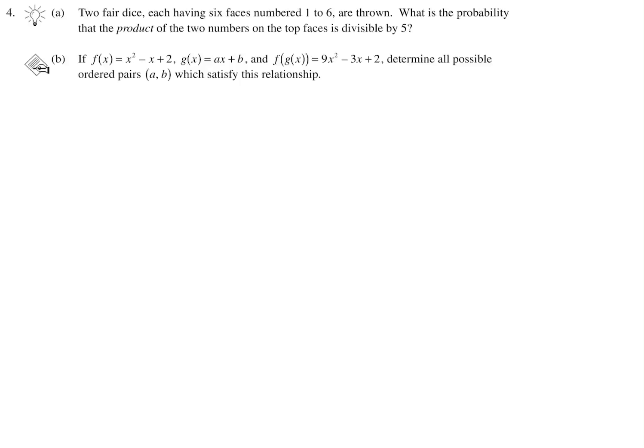2 fair dice, each having 6 faces, numbered 1 through 6, are thrown. What is the probability that the product of the two numbers on the top faces is divisible by 5?